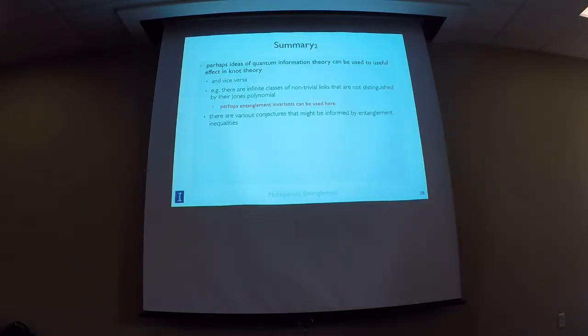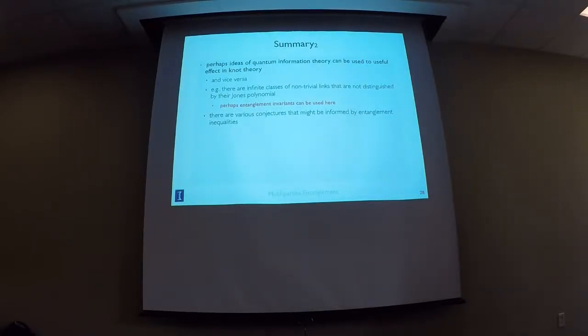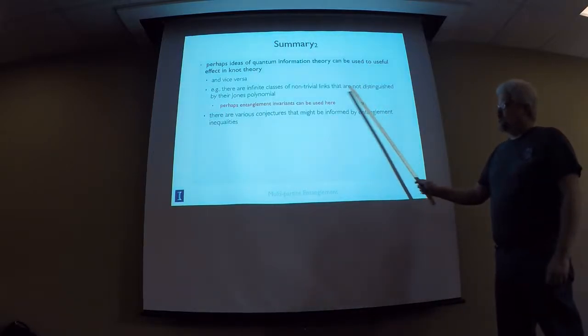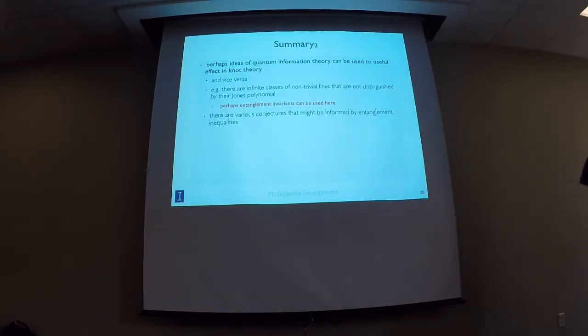So, for example, and I'm just beginning to explore these connections, I'm not an expert in any of these things, of course, but for example, in knot theory, there are infinite classes of non-trivial links that are not distinguished by their Jones polynomial. So that's related to the colored link invariant in SU(2) theory.